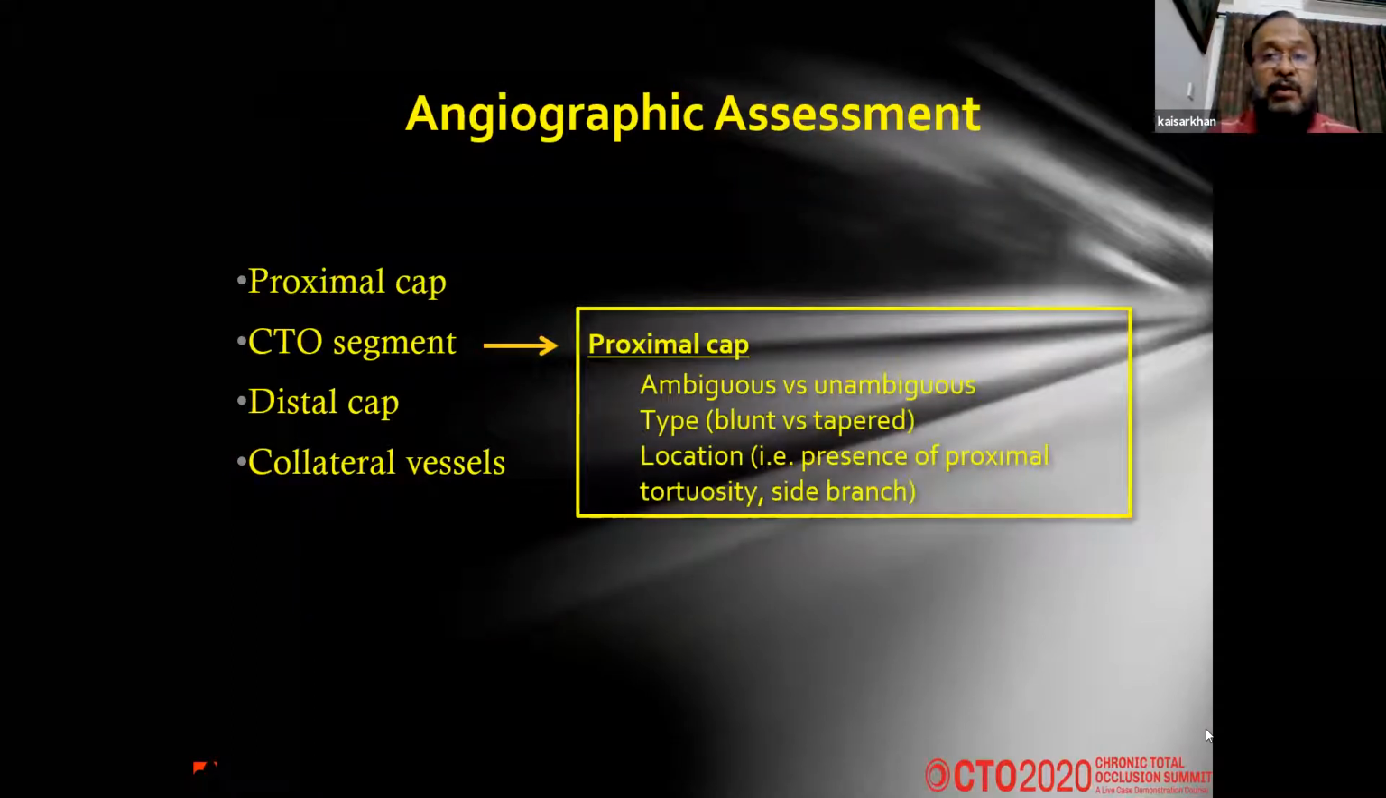So first you look at proximal cap in angio. Is it ambiguous or unambiguous? And you plan your hardware, types, whether it's blunt or tapered. Tapered are easy to go through, I think, with a Fielder XT-R wire or XT wire sliding method. Blunt, you have to puncture the cap. Usually it is hard. Location, presence of proximal tortuosity, side branch. With the side branch, you can take an IVUS and see the origin of the proximal cap.